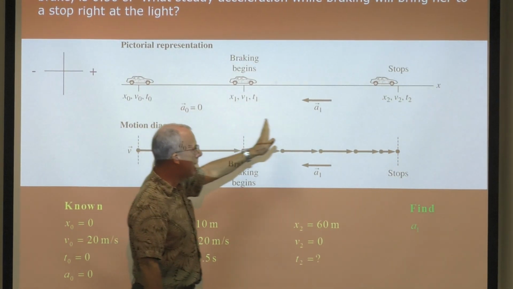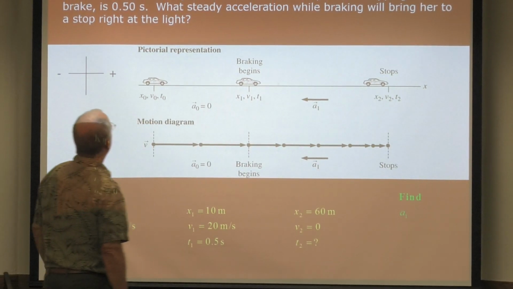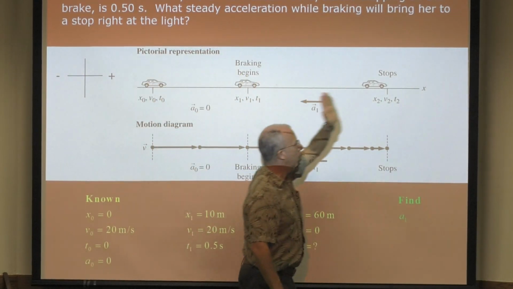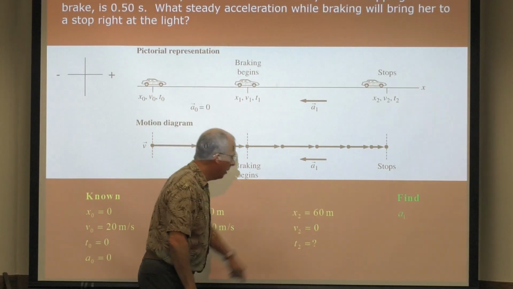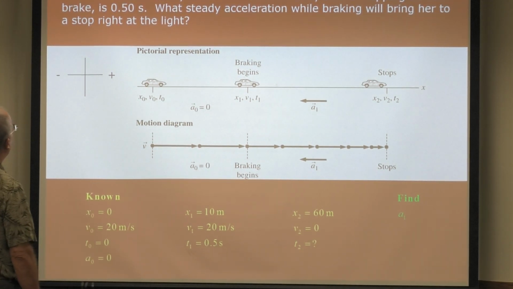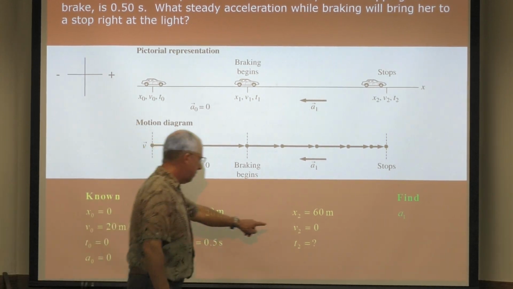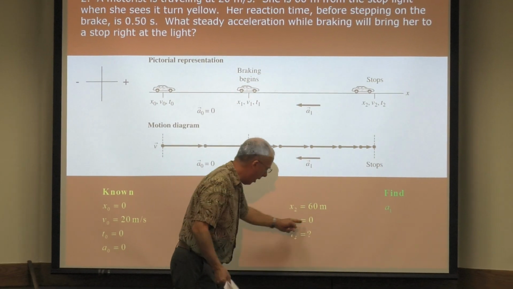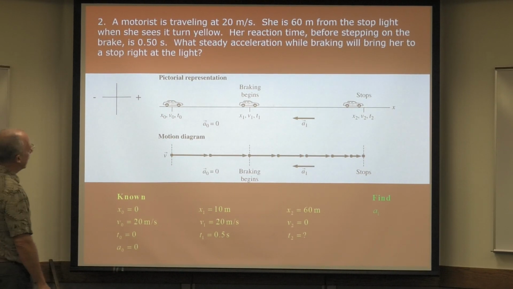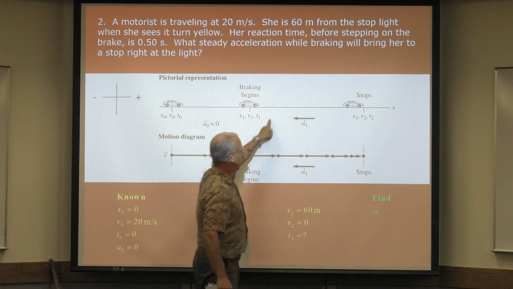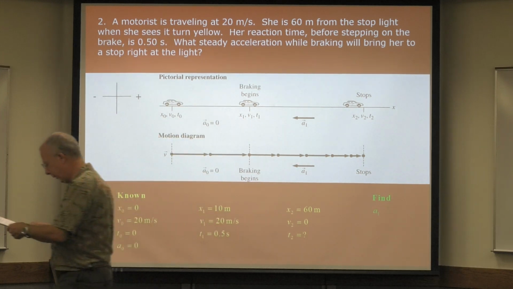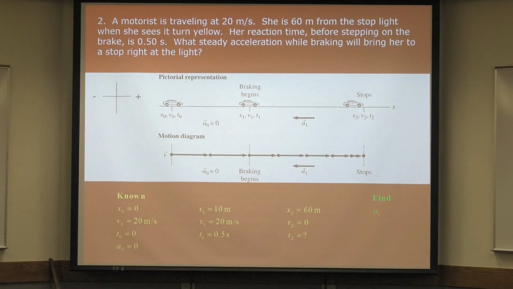All right, now here, it said initially she's 60 meters from the stoplight. So from here to here is 60 meters. So x2 is 60 meters. Okay, what's v2 here? Well, 0, right? She stops. And t2, I don't know, right? All right, now the question is, though, what steady acceleration will bring her to stop? So this is what we want. So I would circle that so I know exactly what I want. Okay, make sure you can do this.